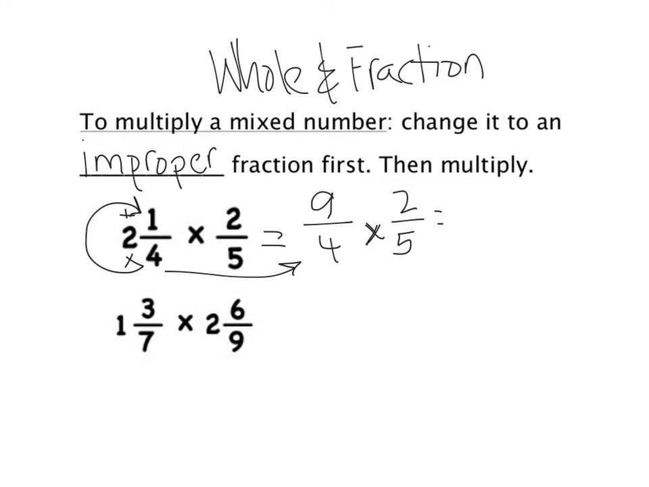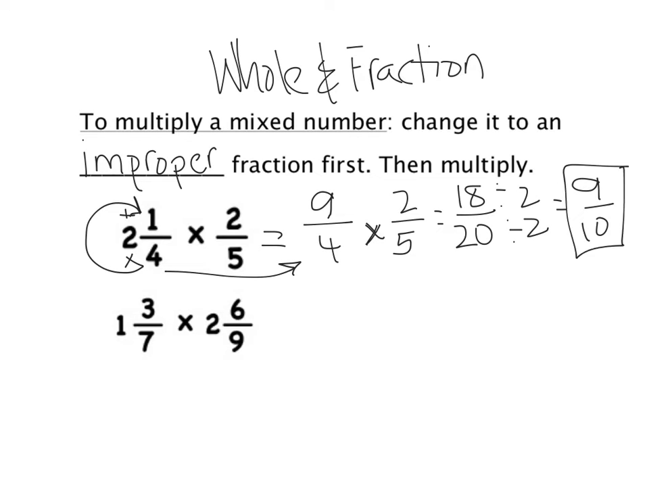9 times 2 is 18. 4 times 5 is 20. Both of these are even numbers. 18 divided by 2 is 9. 20 divided by 2 is 10. Don't forget to pause as you need to.